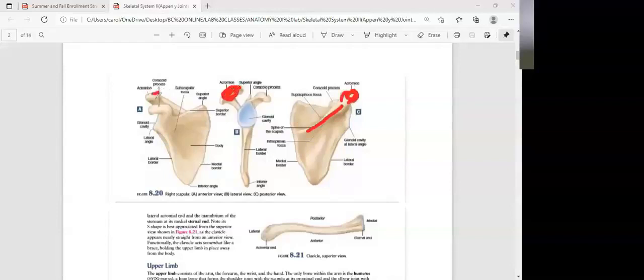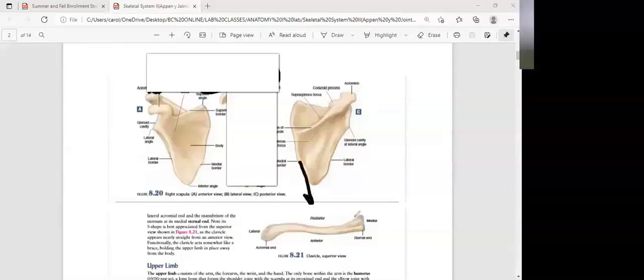Right here, this is the acromion. So next to this one right there, it would be this one right here. That's going to be the coronoid process. So right here, you have the coronoid process, and this is going to be the acromion right there. In between those two, you're going to have this cavity. This is going to be the glenoid cavity.